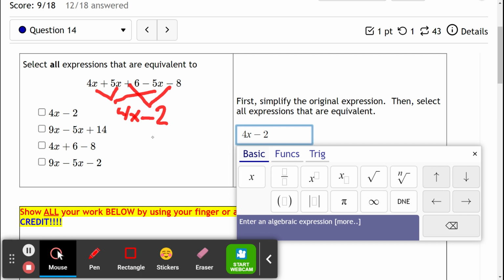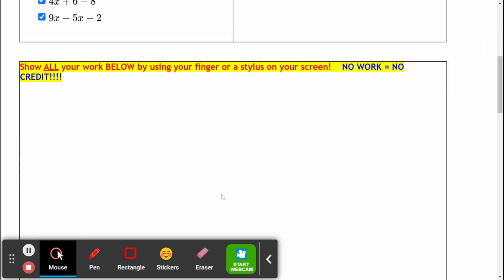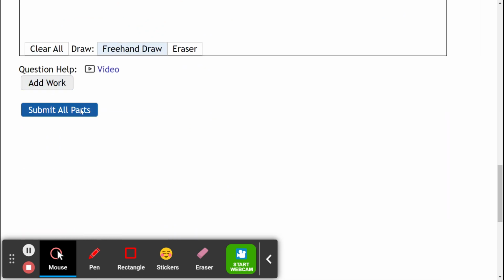And so which of these also makes 4x minus 2? Well, that one is 4x minus 2. And 9x minus 5x is 4x, and that's good. But plus 14, that's not the same thing as minus 2. Here we have 4x, which is the same as this. But here we have 6 minus 8, and 6 minus 8 is negative 2. And then 9x minus 5x is 4x. That's 4x minus 2, which is precisely what's in that box. And there you go.